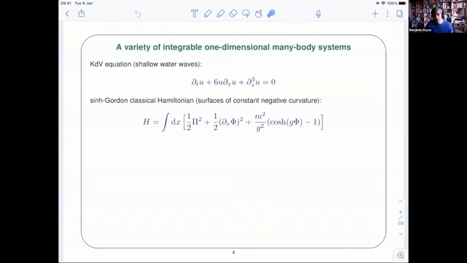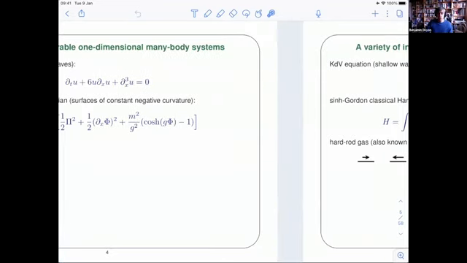The KdV equation, of course, is an integrable field theory. It's a field in two-dimensional space-time, which is integrable. There are different integrable field theories, of course, that one can consider. Here's another example, the sine-Gordon classical Hamiltonian. Here it is described by two canonically conjugate fields, phi and pi, and it's just a relativistically invariant classical field theory, which turns out also to be integrable. And similar techniques can be used for these two field theories.